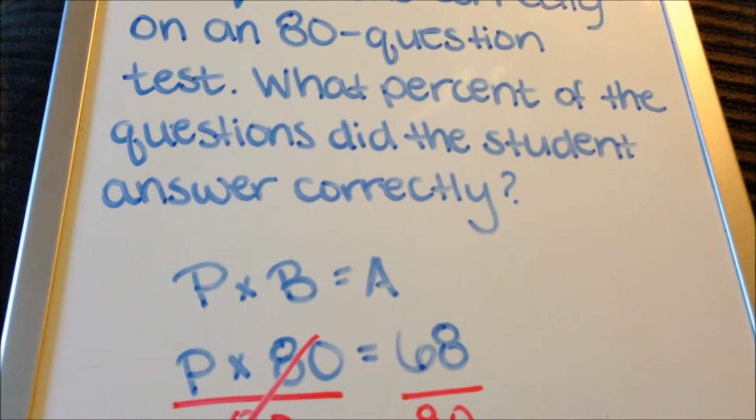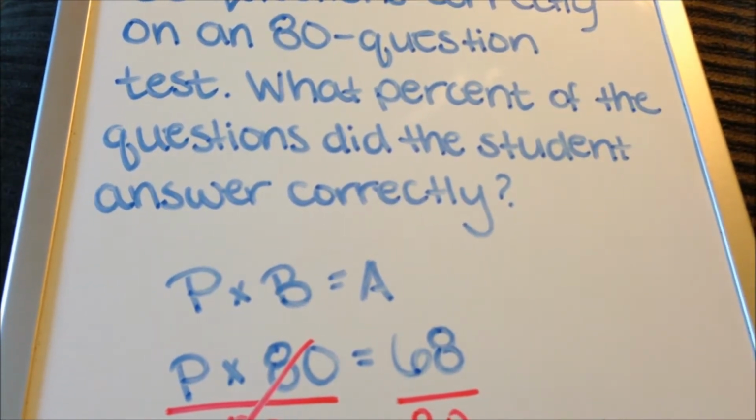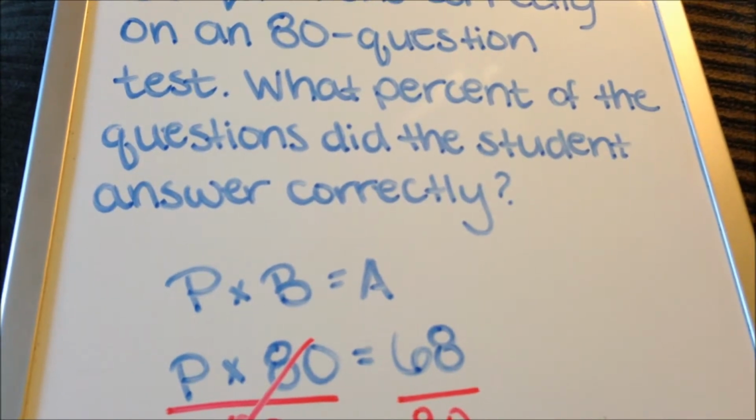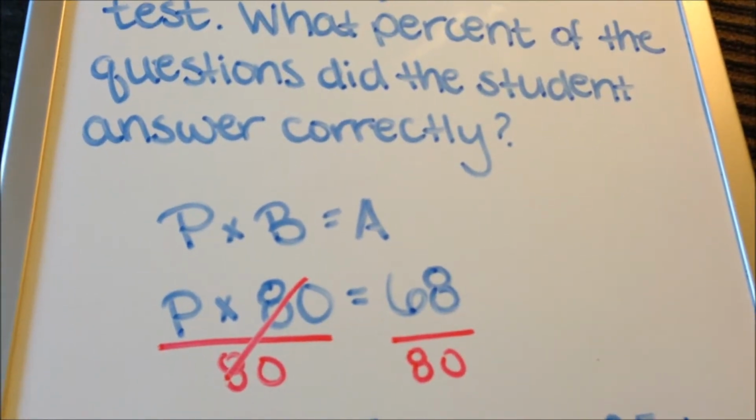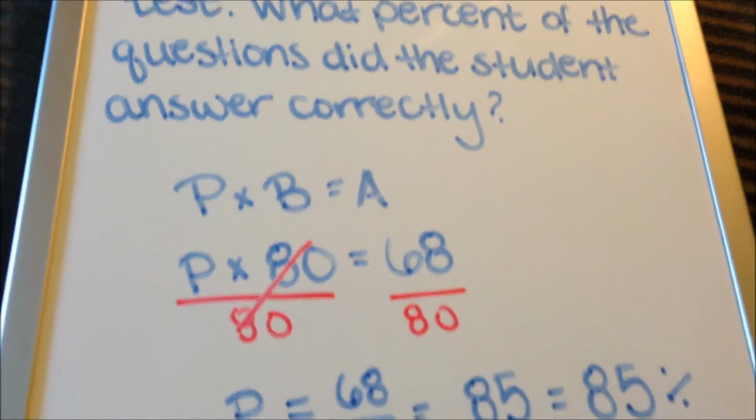To get the P by itself, we have to get rid of the 80. The 80 is connected to the P through multiplication, so to get rid of it, we have to do the opposite operation, which is division. Divide both sides of the equation by 80 to get the P by itself.